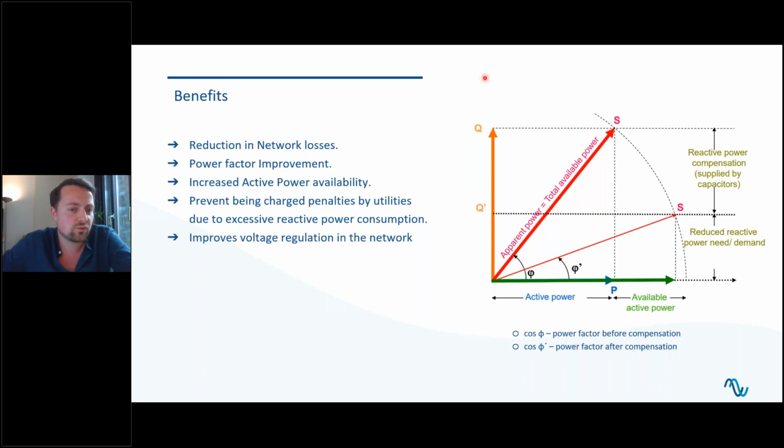And lastly, it will improve voltage regulation in the network. As we said, there's a close relationship between the reactive power and the voltage level. So if we have a low voltage level, we can use a capacitor bank to inject reactive power, to increase and keep the voltage level at the nominal values.